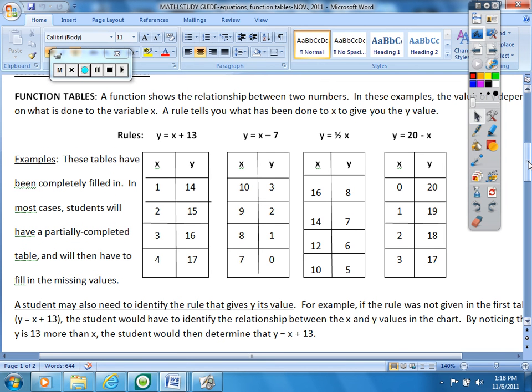A function table shows the relationship between two numbers, all right? And I've given you several examples. What happens here is the value of one is totally dependent on the value of the other and what happens to that number. You've seen it in your child's younger grades as maybe an input-output table, or a function machine. It looks like a little machine, a bread making machine or something, where you pour something in and what do you get out?